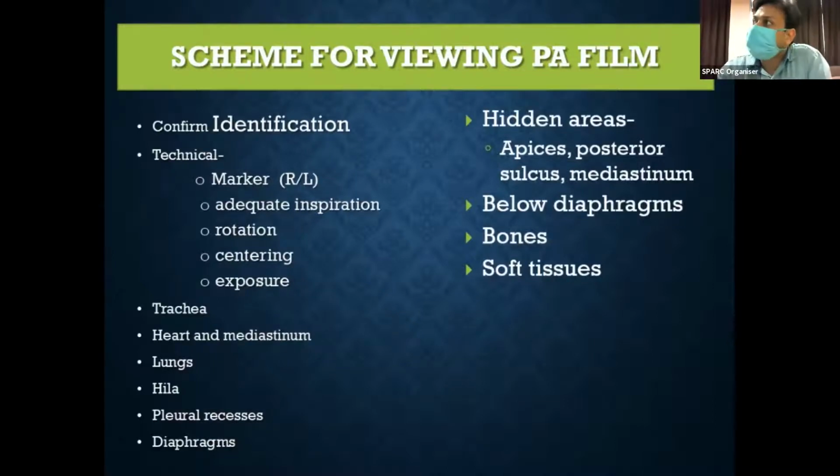So now this is one scheme which I am following, but everybody can develop their own pattern or their own scheme. So first I see the trachea, then I see the heart and mediastinum, hilum, lung and hila, pleural recesses, diaphragms, below diaphragm, bones, soft tissue and hidden areas, some of which I'll be showing.